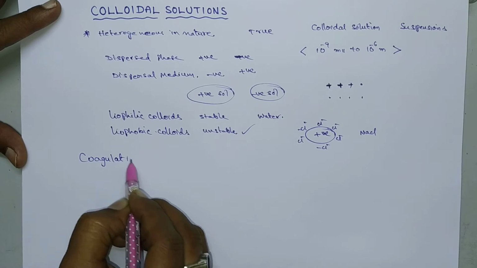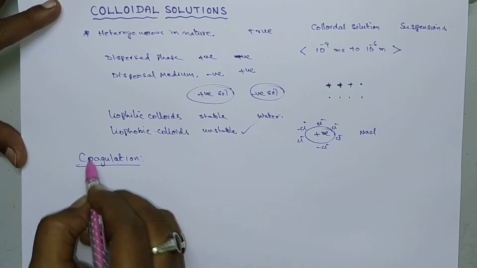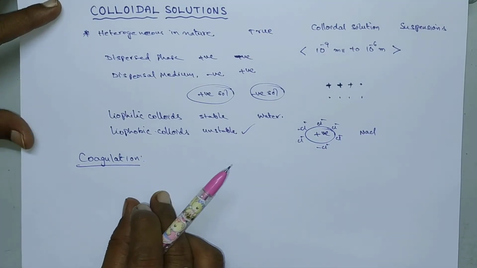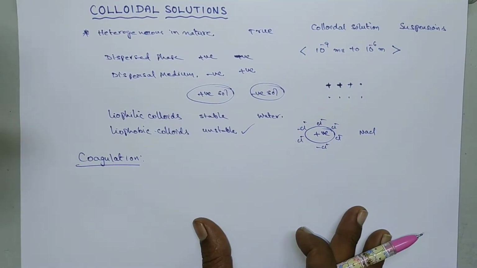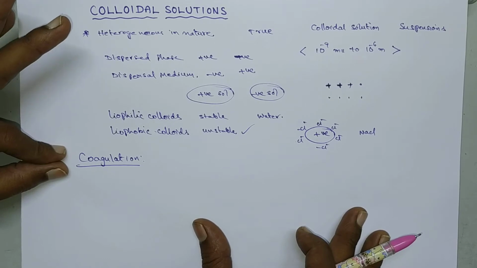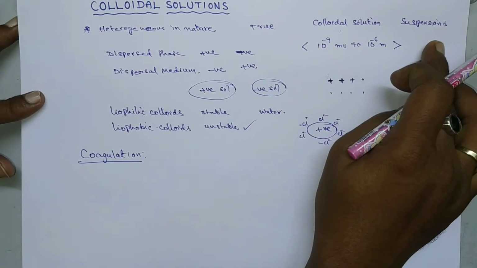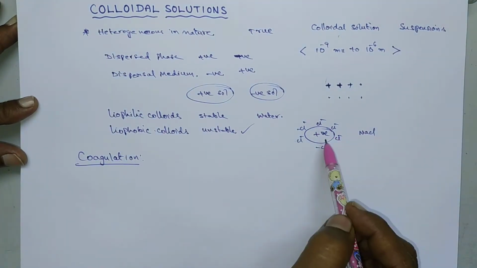This process is called coagulation. Coagulation means a colloidal solution will convert into a suspension by the excess addition of electrolytes. This is simply called coagulation: the process of conversion of a colloidal solution into a suspension by excess addition of electrolytes.